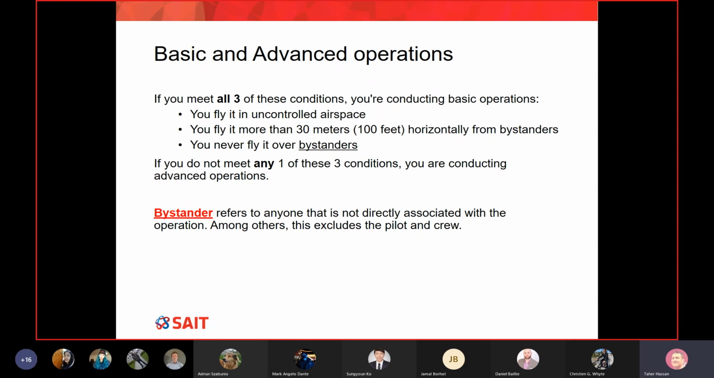And that's why when we do a test at SAIT, I myself was involved in these tests. We also always forbid people from going into our test area. We say, okay, no, go this way, don't come this way. Okay, so that's the definition of bystander.